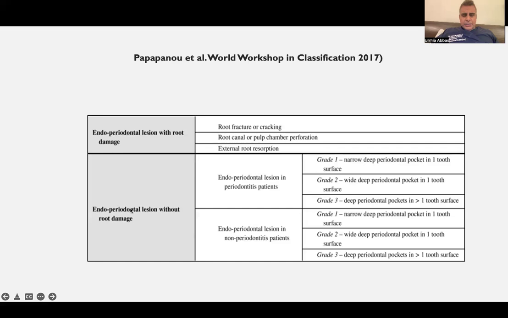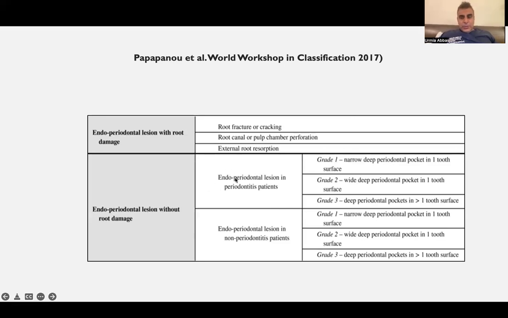And then the next was endo-perio lesions without root damage. So this means the root hasn't been damaged, there are no cracks, there's no perforation. And in this, the classification was endo-perio lesions in periodontitis patients.